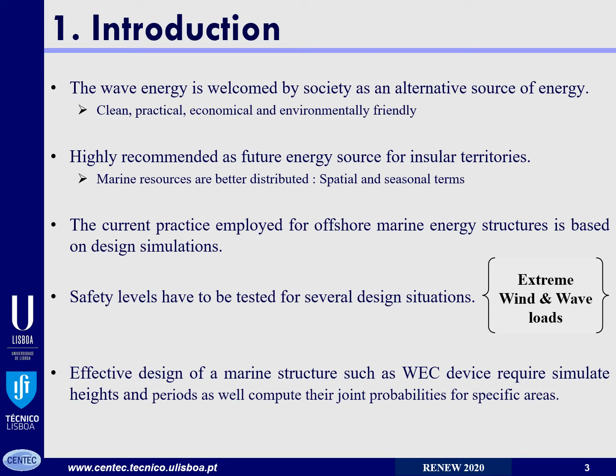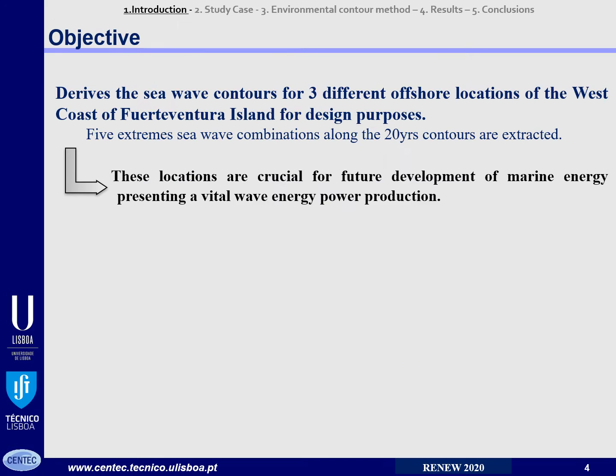So, to effectively design a marine structure such as a wave device, we need as a minimum information about the height and period of the waves, and also the joint probability of occurrence for a specific area. The main goal is to derive sea wave contours for a grid point on the west coast of Fuerteventura Island, and then five extreme combinations are extracted for marine design purposes. These grid points are considered a hotspot of energy in this area and present a vital wave energy distribution over the year.